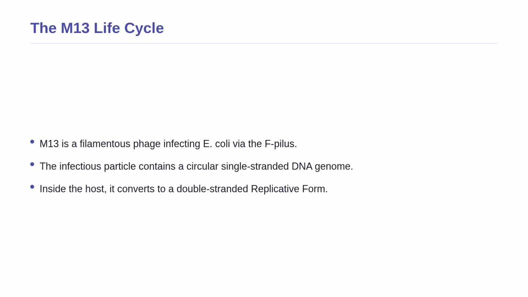To understand how this biological factory operates, we need to look at its life cycle. M13 is a filamentous bacteriophage that specifically targets E. coli cells bearing an F pilus, a specific bacterial appendage. Unlike Lambda, which carries double-stranded DNA, the infectious M13 particle contains a circular, single-stranded DNA genome.